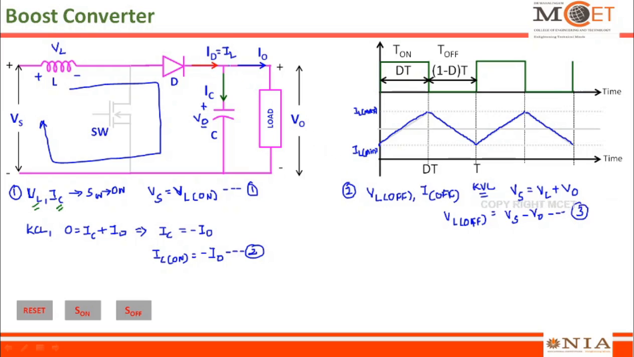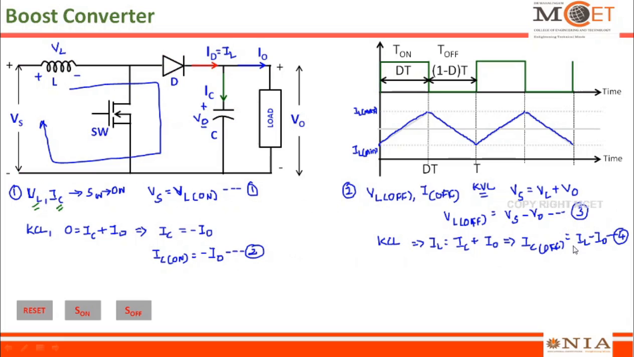So when I apply Kirchhoff's current law at this point, KCL at this point, I will get IL is equal to IC plus I0. IL is equal to IC plus I0. So when I find IC when the switch is in off condition, IC off is equal to IL minus I0. So this is expression number 4, the fourth expression which we are interested in.